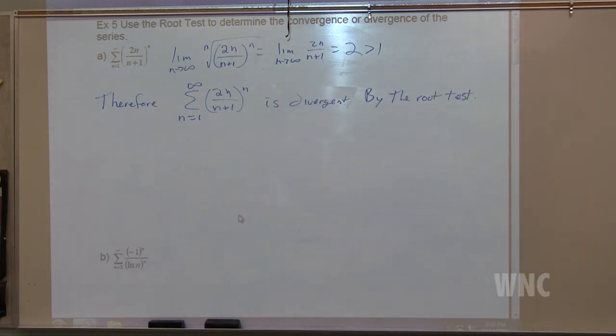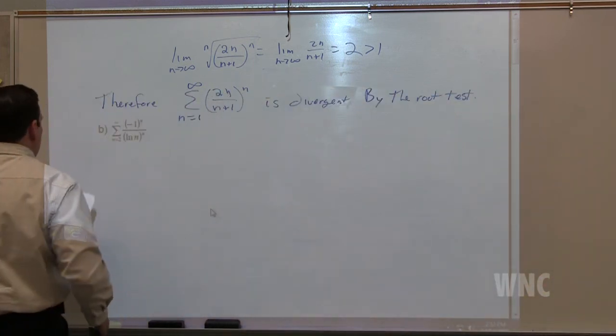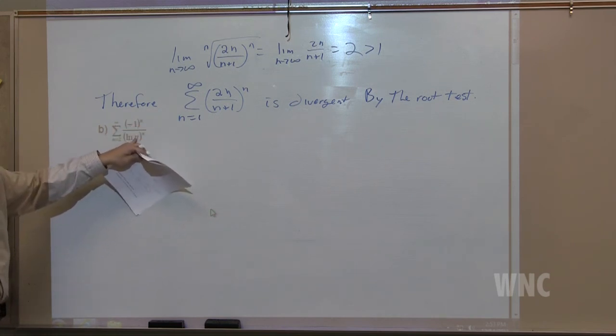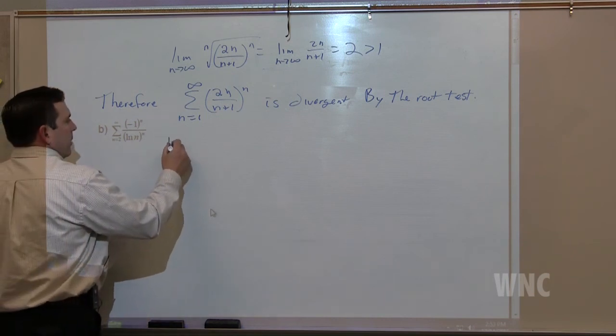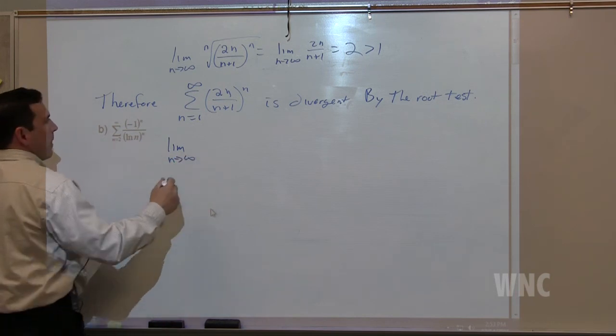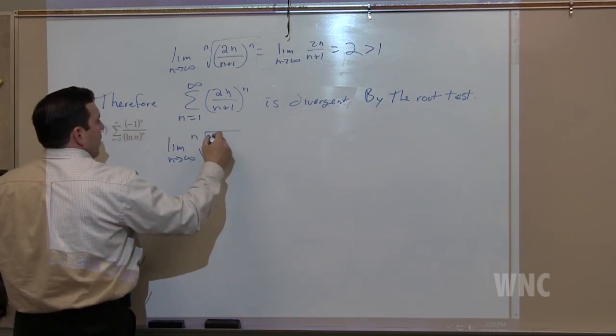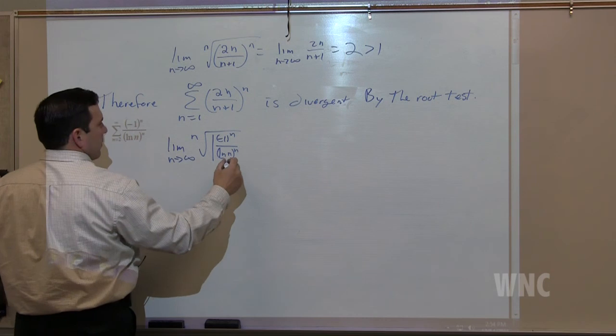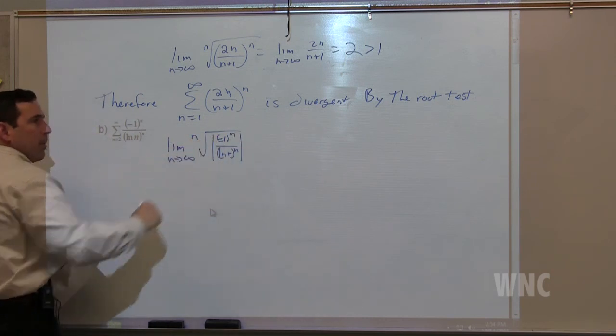Okay. Last problem from this section. Okay, we have the sum n goes from 2 to infinity of negative 1 to the n over the natural log of n to the n power. So we're going to take the limit as n goes to infinity of the nth root of the absolute value of negative 1 to the n over the natural log of n to the n power. Now with the absolute values, I could drop this negative 1 to the n.